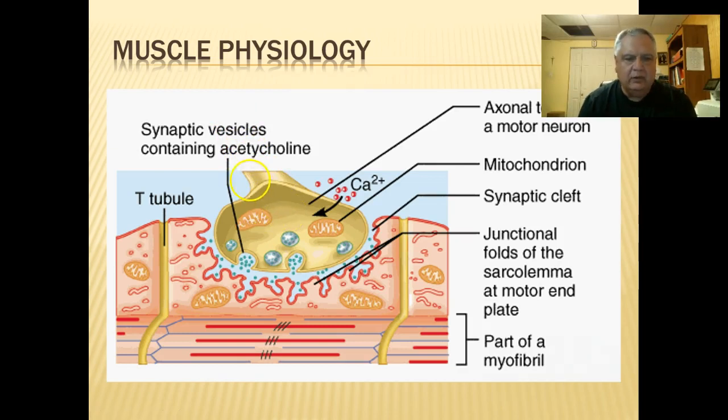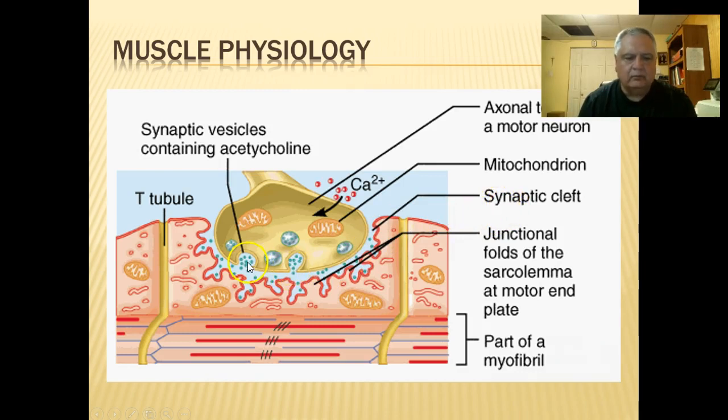That's going to stimulate synaptic vesicles in the terminus to begin to move toward the plasma membrane of the axon terminus, fuse with that membrane, and release the neurotransmitter acetylcholine into the space between the membrane of the neuron and the sarcolemma. This space is referred to as the synaptic cleft.